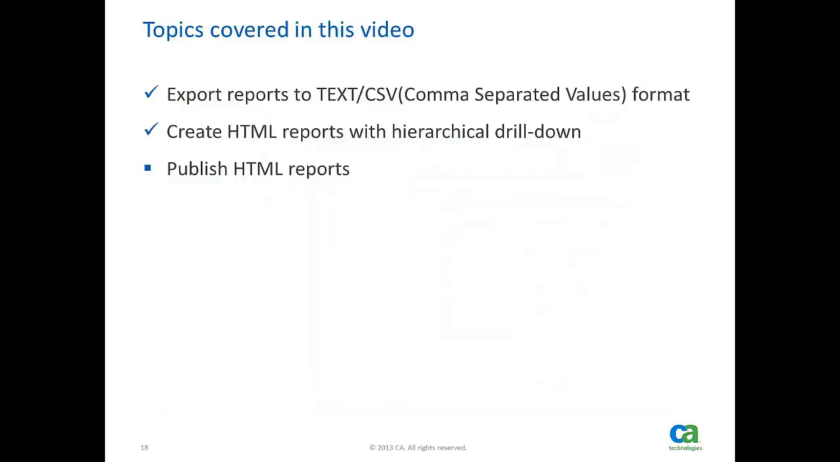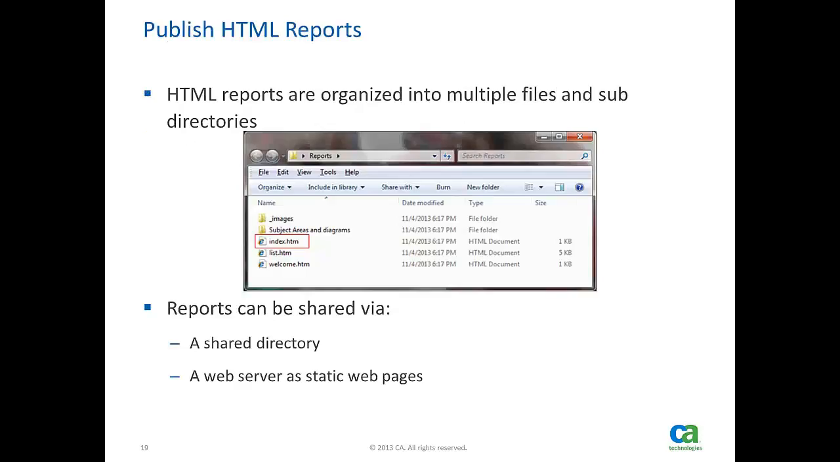So far we have covered the first two sections. Let us see how these HTML reports can be published. HTML reports are organized into multiple files and subdirectories. Index.htm is the home page or landing page for HTML reports. Reports can be shared across a large audience via a shared directory or a web server by placing all these files and subdirectories into an appropriate location.